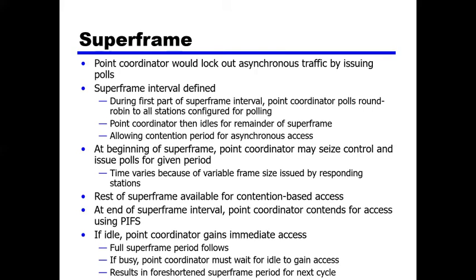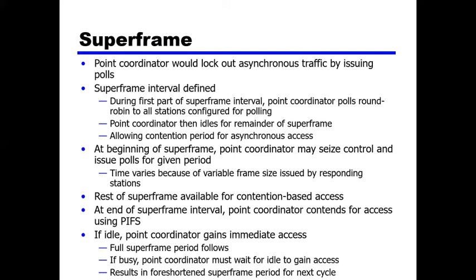The superframe interval is defined first. During the superframe interval, the point coordinator polls round robin all the stations configured for polling, then idles for the remainder of the superframe, allowing a contention period for asynchronous access. At the beginning of the superframe, the point coordinator may seize control and issue polls for a given time. The time varies because of the variable frame size issued by the responding stations. The rest of the superframe is available for contention-based access.